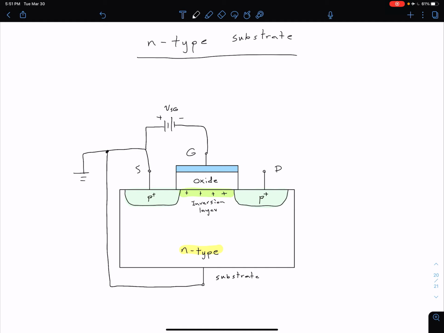Once we have that, we can apply some voltage between our drain and source in order to move holes between our two hole reservoirs with our P plus regions. To do that, we apply some potential which is negative at the drain with respect to the source. This voltage is VSD. Once we do that, our holes are going to be flowing from the source to the drain in this direction. That means our conventional current, which is in the same direction as our holes, is going to be coming into the source and out of the drain. So we see that's opposite from the direction of our P-type substrate.